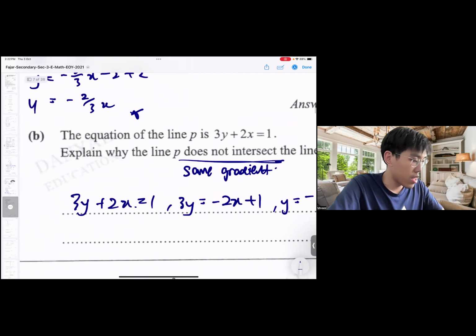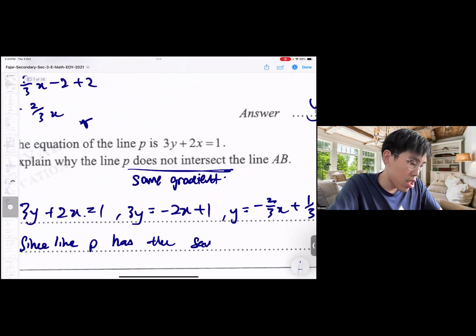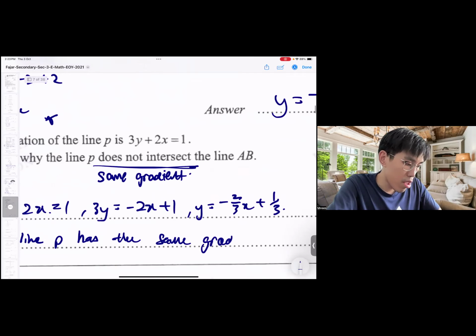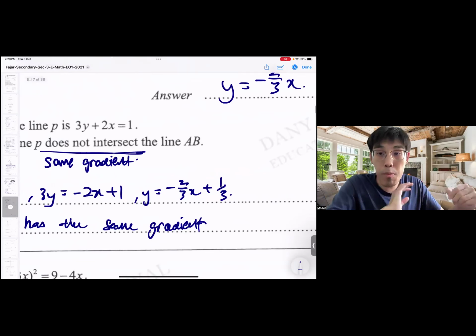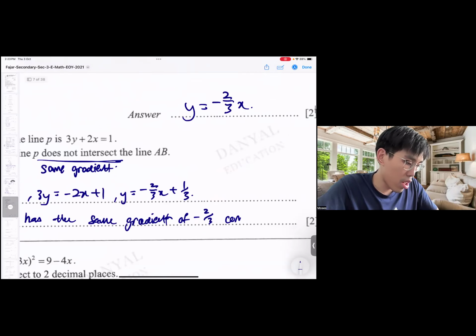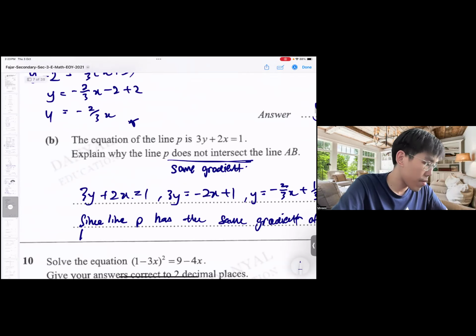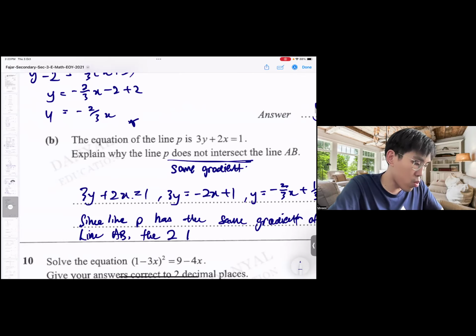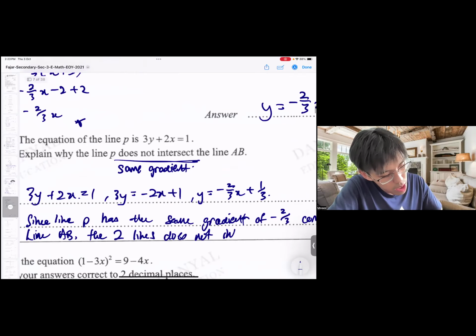So since line P has the same gradient, you want to be very clear, of negative 2/3, compared to line AB, the two lines do not intersect.